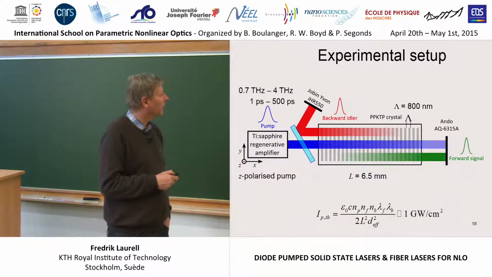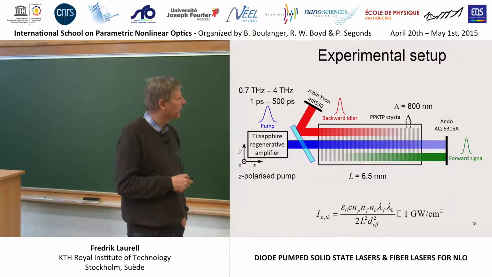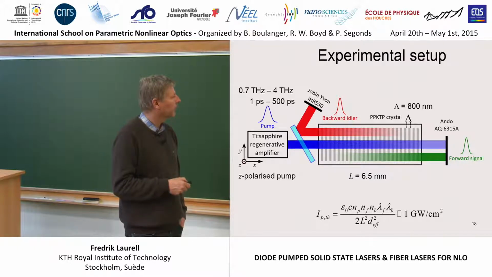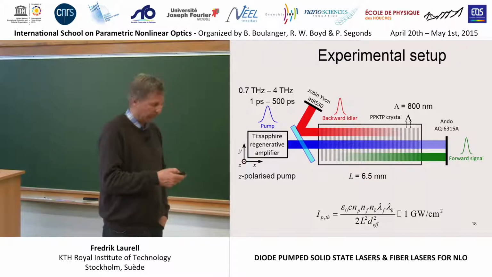And here is an experimental setup for this. So here is the crystal. We pump it again with picosecond pulses to get a high intensity here. And essentially a pulse which is long enough to fill the whole crystal at one time, because it's one pulse, and during that pulse we are going to generate a parametric light in the backward direction and the signal in the forward direction.